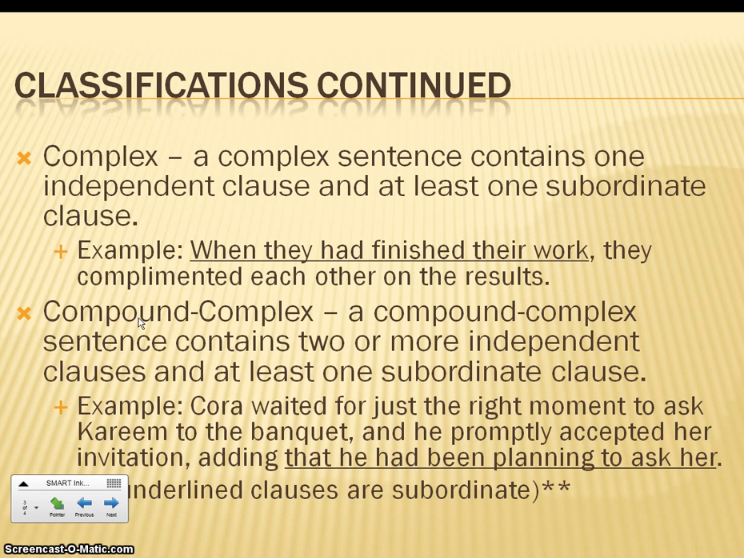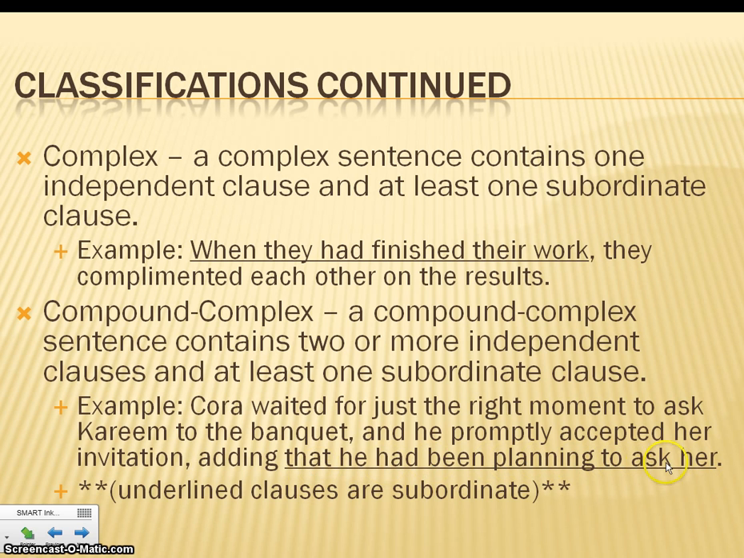The last way to classify a sentence is as compound complex. A compound complex sentence contains 2 or more independent clauses and at least one subordinate clause. The example is: Cora waited for just the right moment to ask Kareem to the banquet. He promptly accepted her invitation, adding that he had been planning to ask her.